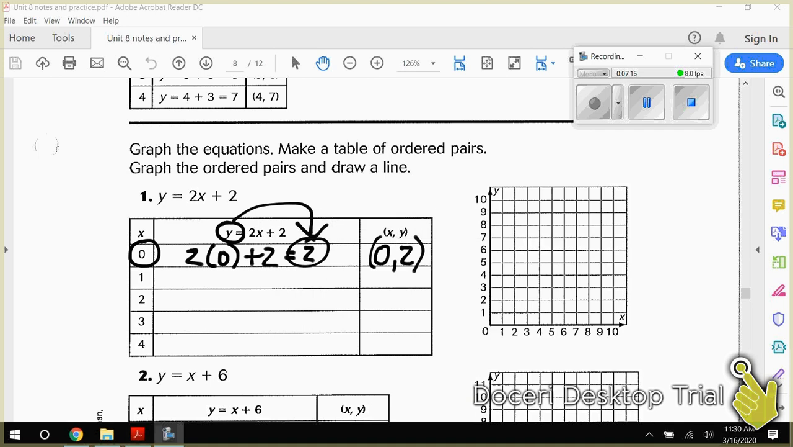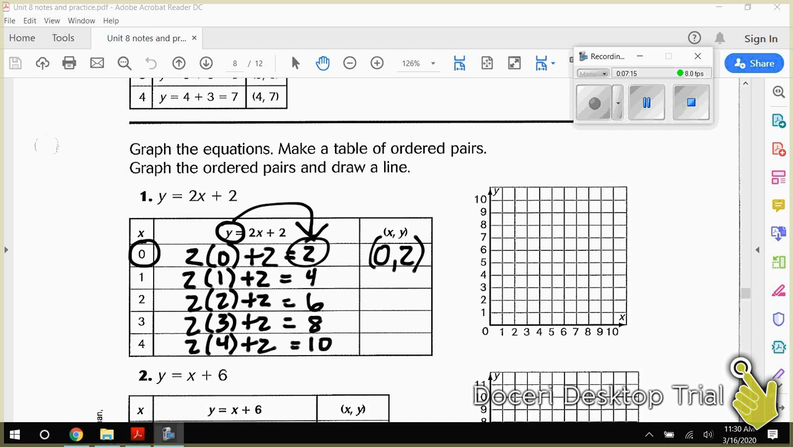And then we're just going to continue this pattern, right? We're going to do 2 times 1 plus 2. We're going to do 2 times 2 plus 2. 2 times 3 plus 2. 2 times 4 plus 2. Okay, and we're just going to keep working those out. So this one's going to be 4. This one's going to be 6, 8, and 10. Okay, so then we're just going to write 1, 4, 2, 6, 3, 8, 4, 10. Okay, and that's pretty much how we would do this.